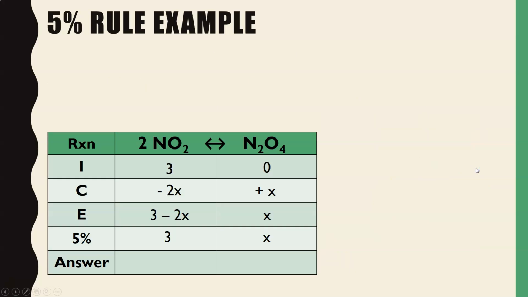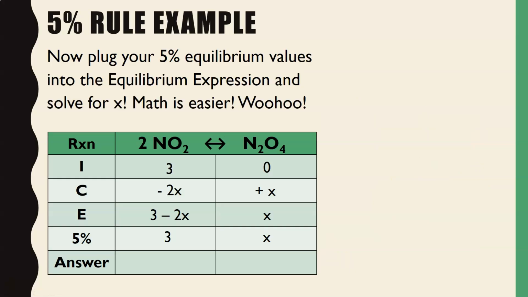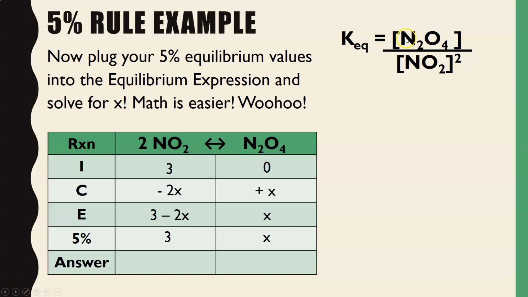Now what we're going to do with our chart is plug our 5% rule values into our equilibrium expression. So products over reactants, don't forget that this is squared because of our coefficient. You're going to plug in your K value, which we told you in the problem. Now we put an X on the top, divided by 3 squared. Isn't that way better? That is so much better than having to do the quadratic equation.